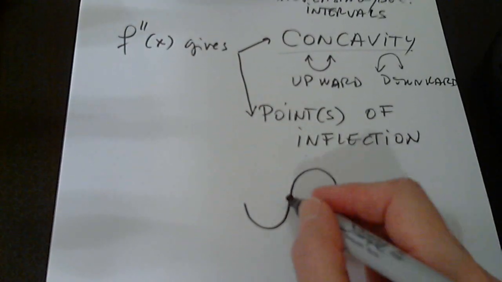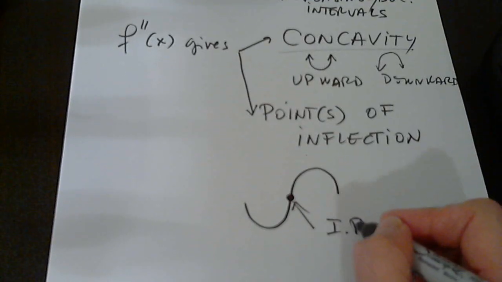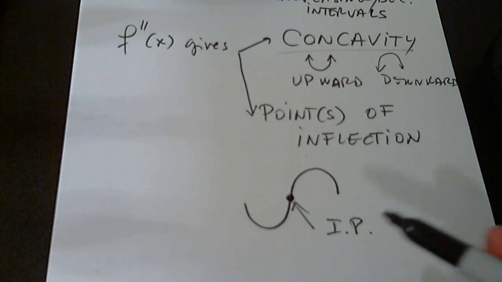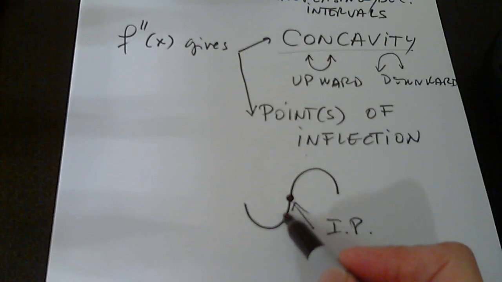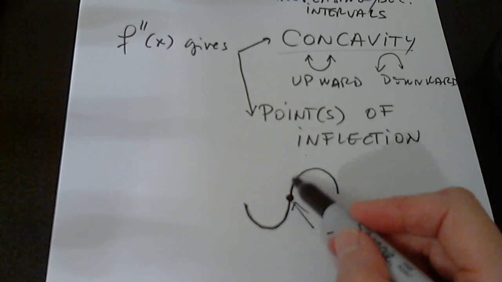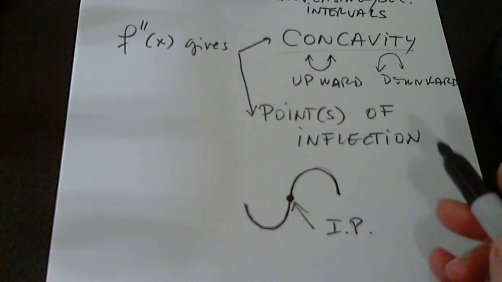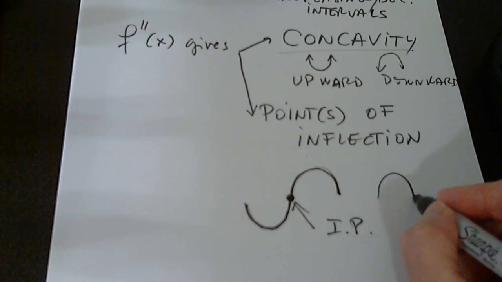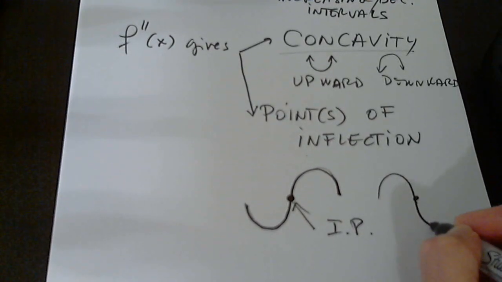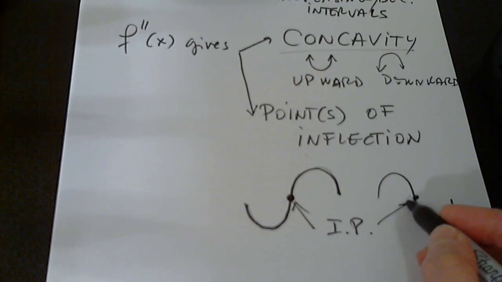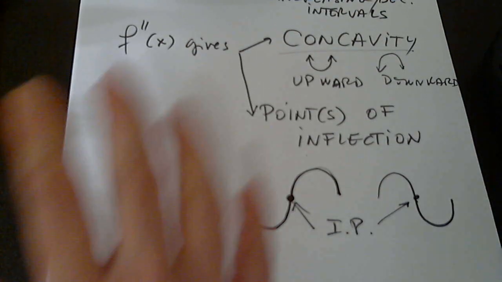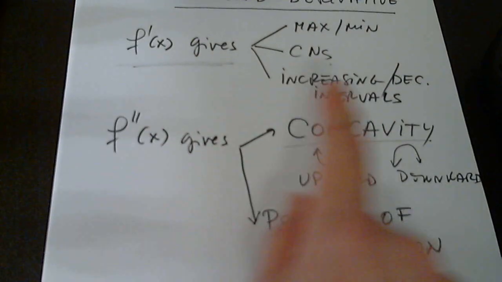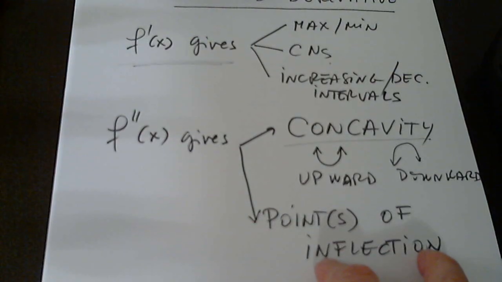This is a point of inflection, where the function changes concavity from opening upward to opening downward, or vice versa, from opening downward to opening upward. These are the points of inflection. So the second derivative, concavity, and points of inflection.